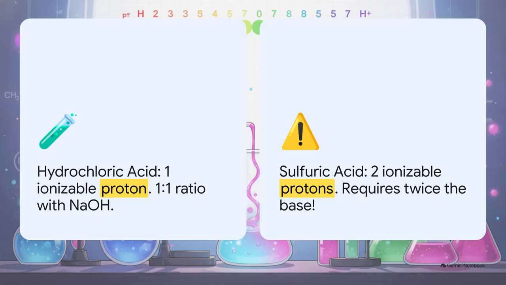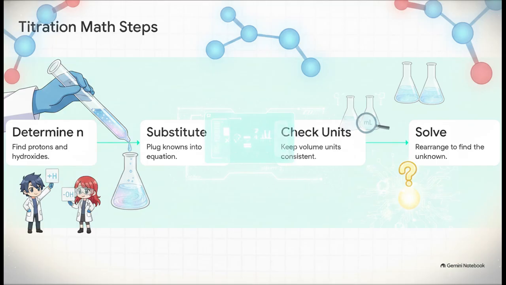By using our master equation and just plugging in a 2 for the acid side, the math effortlessly handles these complex ratios without us even having to bother writing out the full balanced chemical equation. It's amazing. So how do we actually use this to crack a real calculation and play chemical detective?